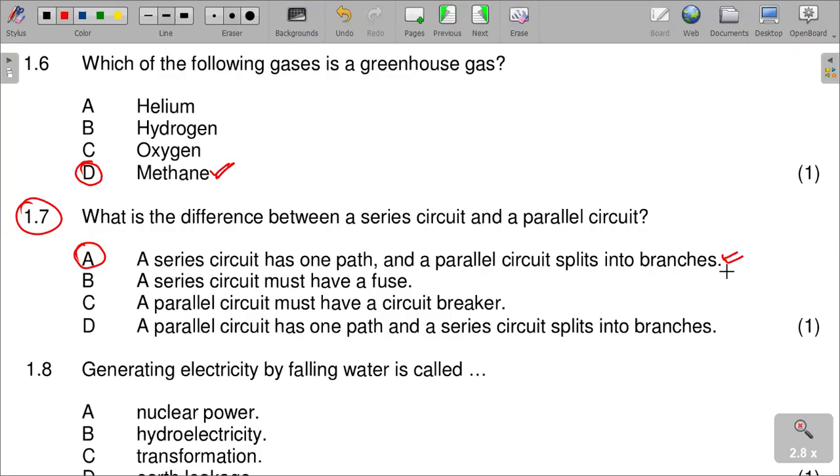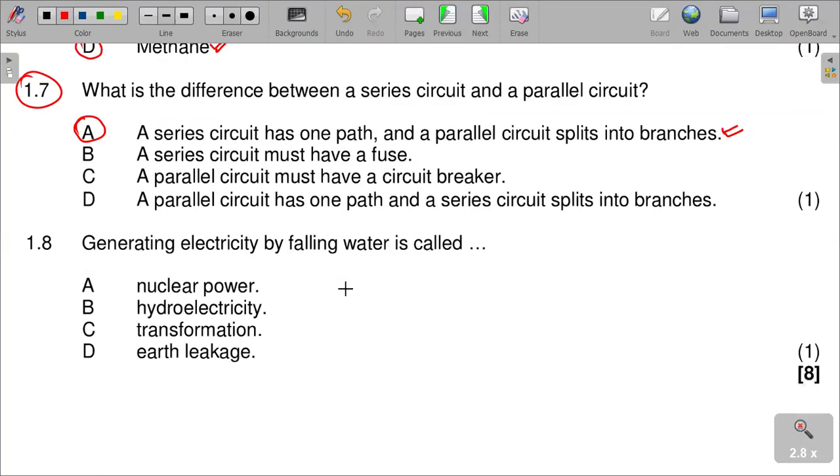If you can remember the connection of bulbs in a parallel and a series circuit, I'm sure you remember those are different pathways. So a series circuit has got one path and a parallel circuit is split into branches, depending on the way it is aligned.